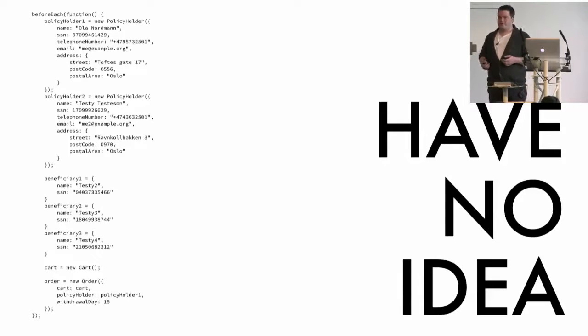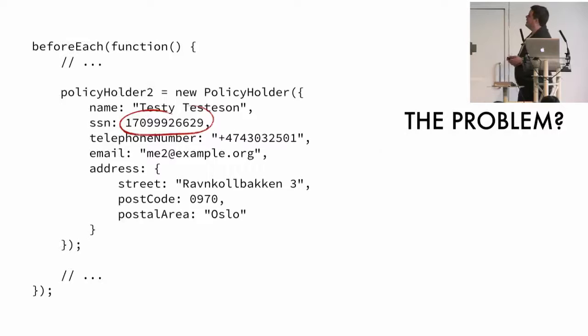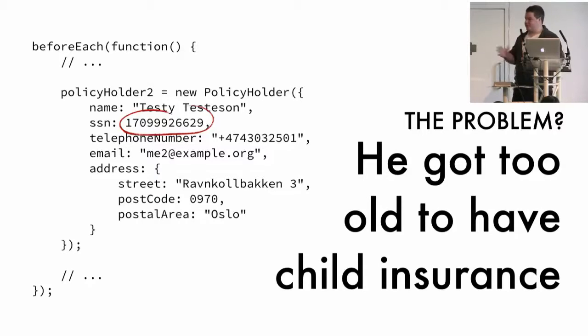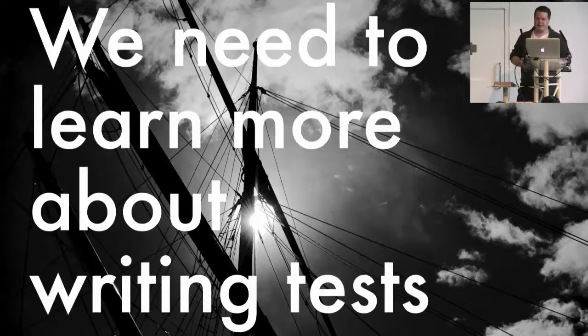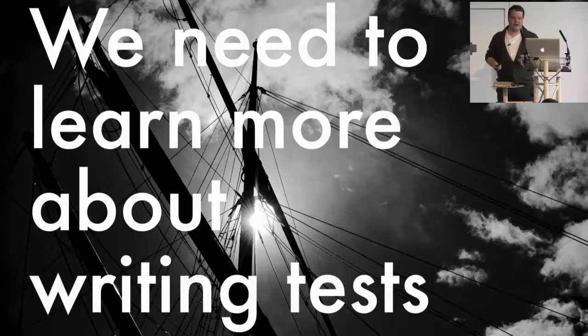So I debugged this for about half an hour, and I found the problem is this number. In Norway, where I'm from, your birth date is encoded into the social security number. We were working on child insurance, and the problem was that this user, just because of dates, got too old to have child insurance. And this is the point you start hating your tests. This happens naturally. You will at some point hate them. It's given. And this is also why I think we need to learn more about writing tests, because it appears to be a very simple thing, and starting out it can be, but at some point things will start breaking.